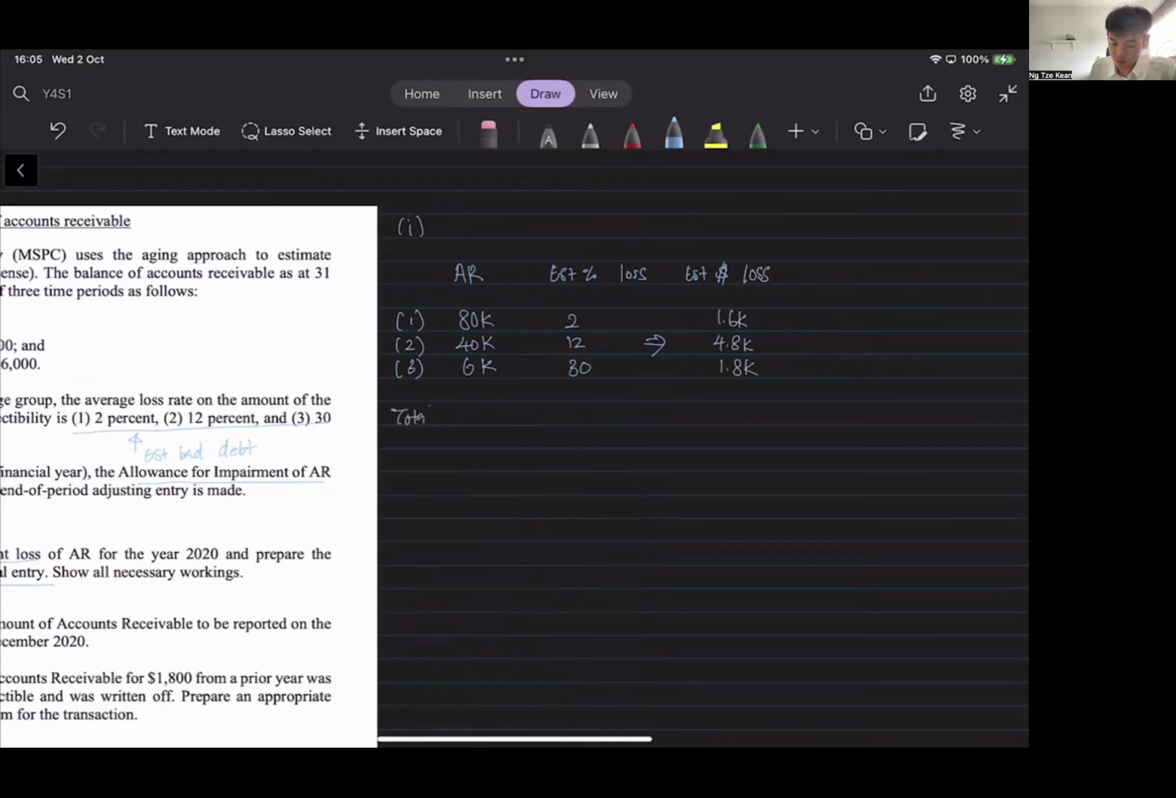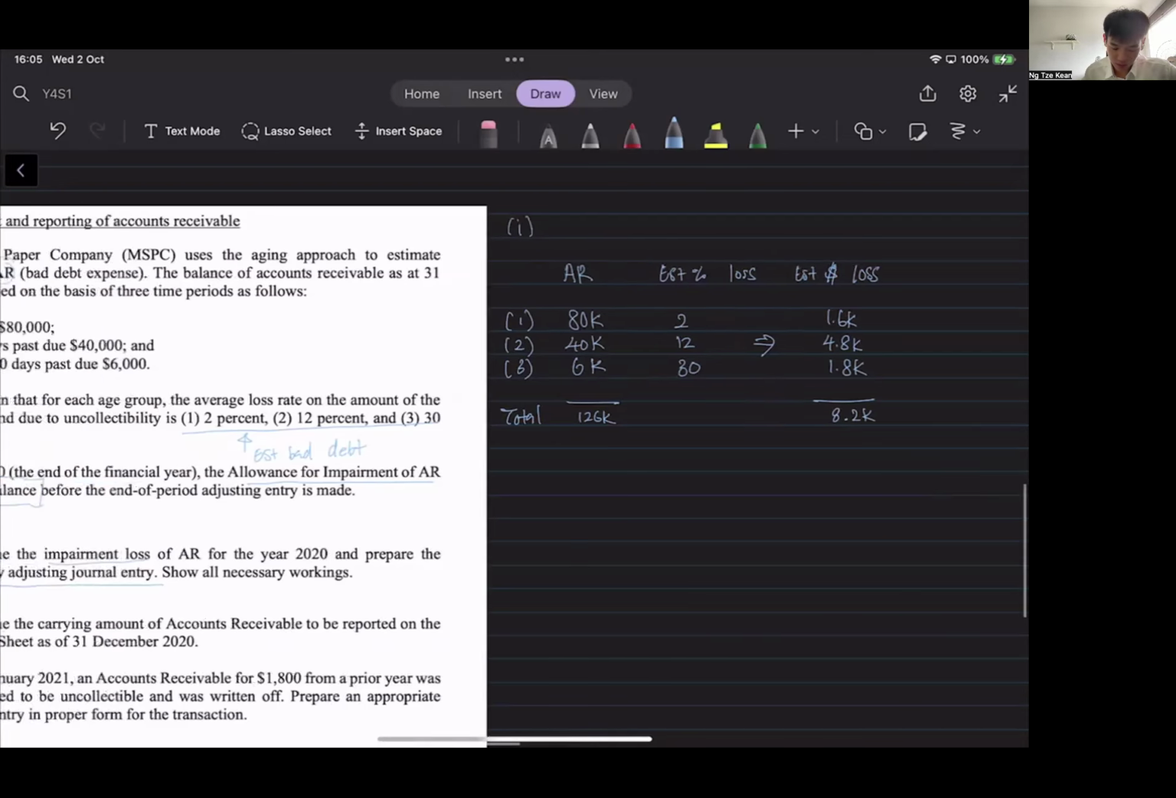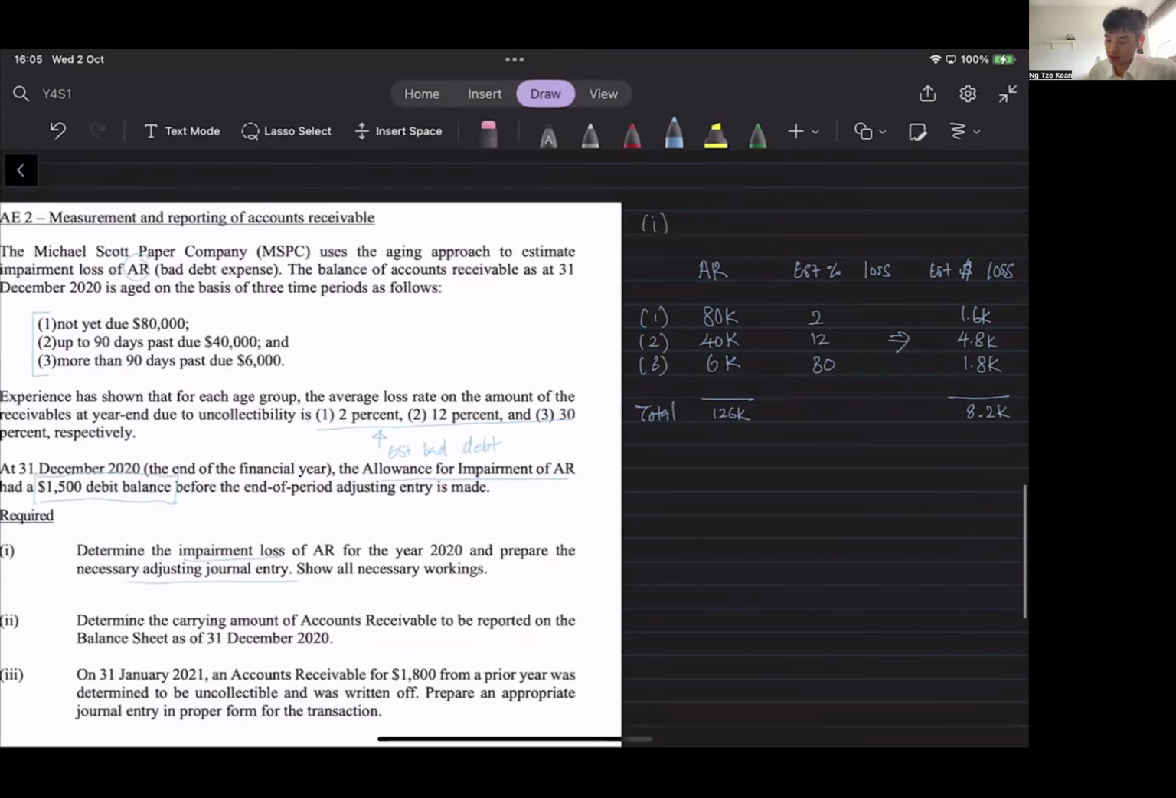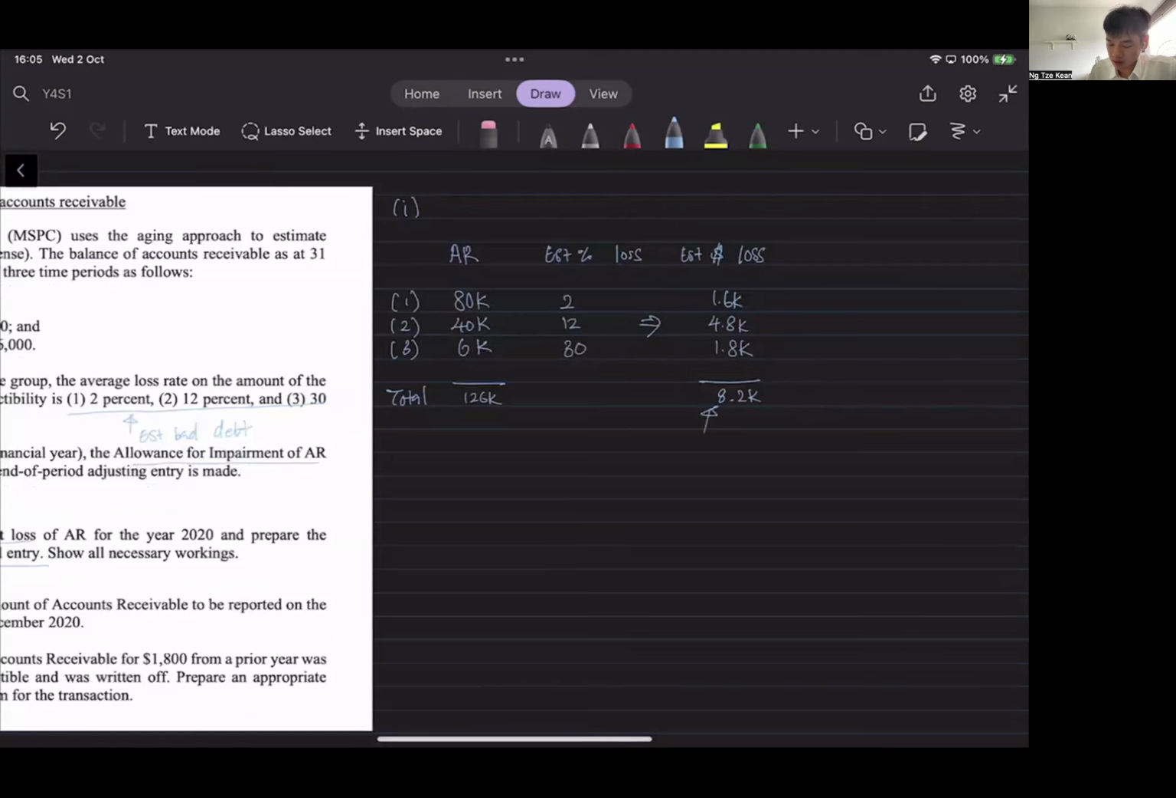And if we find the total of these entries, we would get 8.2 thousand. Okay, so we have the estimated dollar loss now. And we now have to write out the journal entry for the impairment loss, right? So this value computed here is the allowance for impairment for AR.